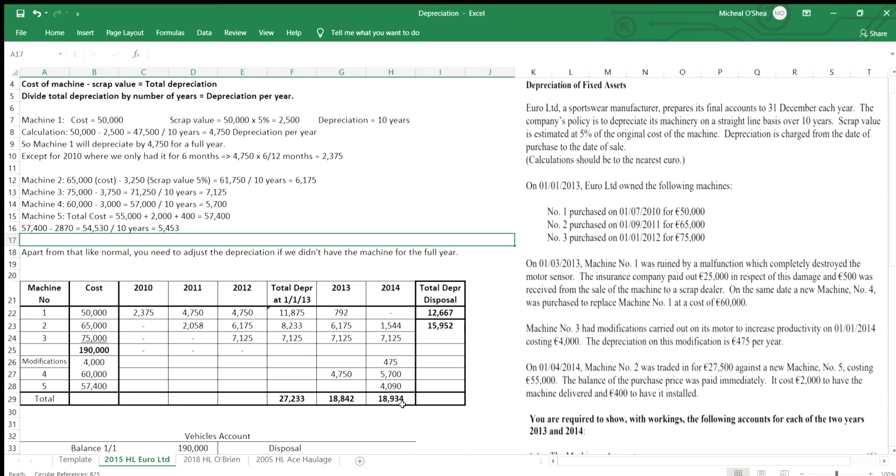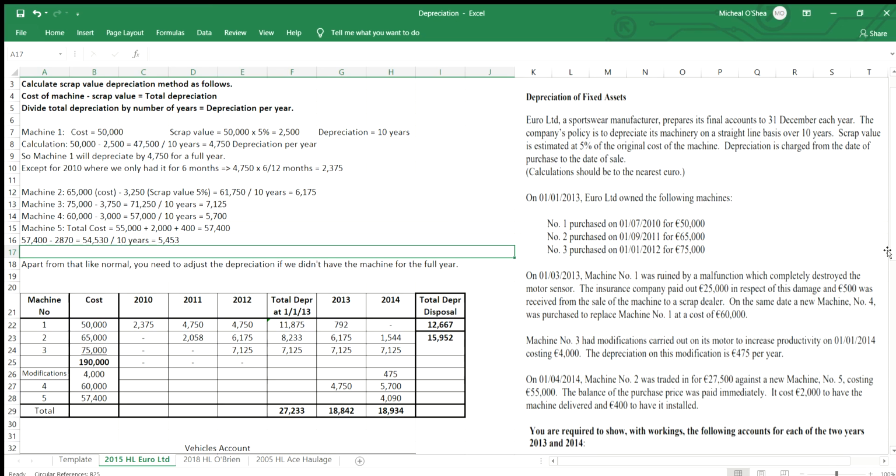Total depreciation for 2014, total depreciation for 2013, total depreciation at the 1st of January 2013 when the question starts, because we're only looking for these 2 years, 13 and 14. And this is the total cost of the machines that we had at the 1st of January 2013 as well. That is our table, and next day I'll go through the accounts and figure that out, which we've seen before. But this is new here, so this is us calculating our depreciation using the scrap value method. Thanks for listening.